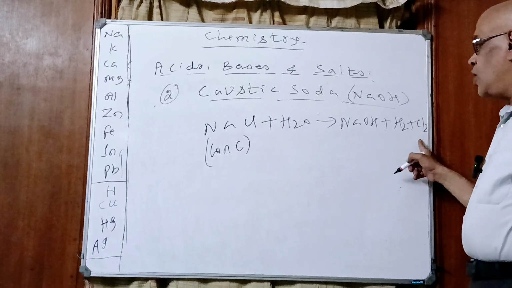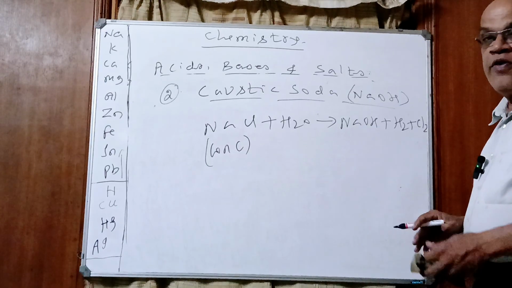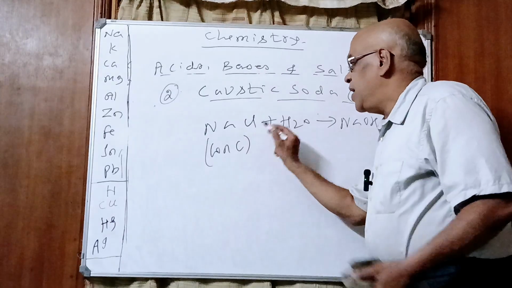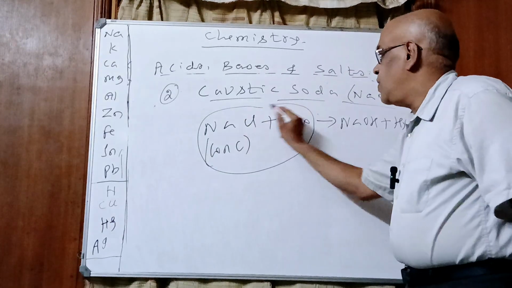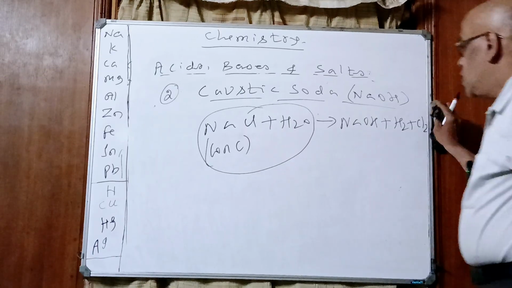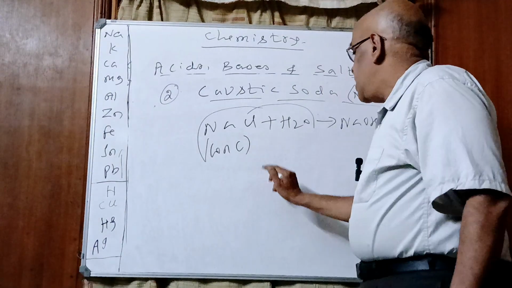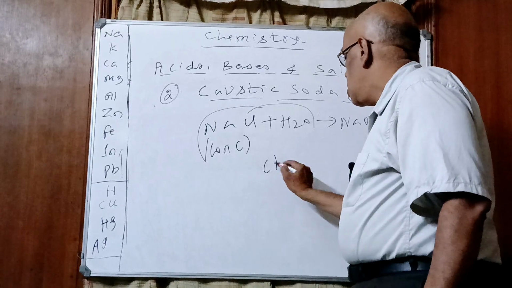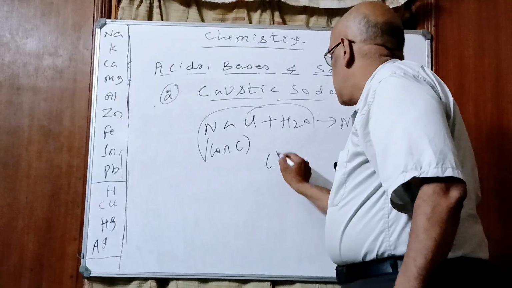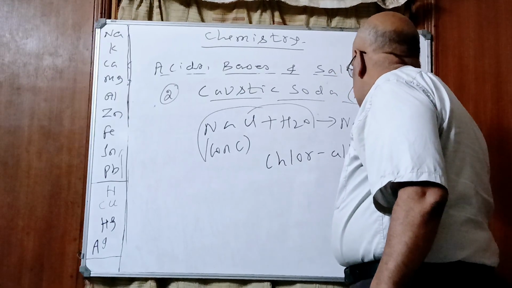Hydrogen, chlorine, sodium hydroxide. Three products are formed, children. Yes or no? Yes. This is called brine, concentrated aqueous sodium chloride. Understood, children? So the process by which caustic soda is prepared is called the chlor-alkali process.